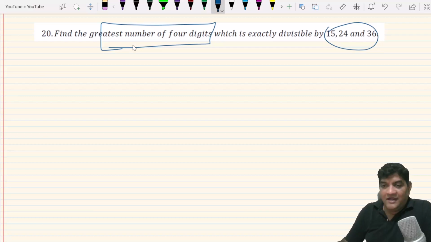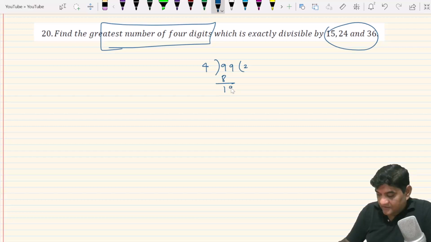Now, if I ask you, give me the greatest two-digit number, let's say I'm asking you for the greatest two-digit number which is divisible by 4. I'm simply saying the greatest two-digit number, which is 99, let's say. Obviously, 99 is not divisible by 4. I will try dividing 99 by 4. I get 4 2s are 8, 19, 4 4s are 16. The remainder is 3.